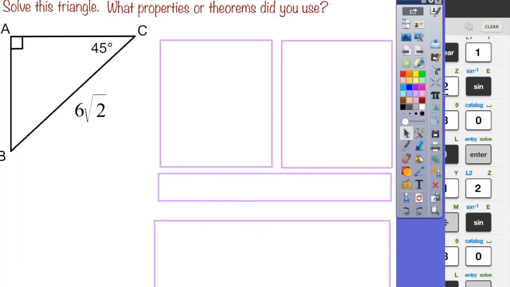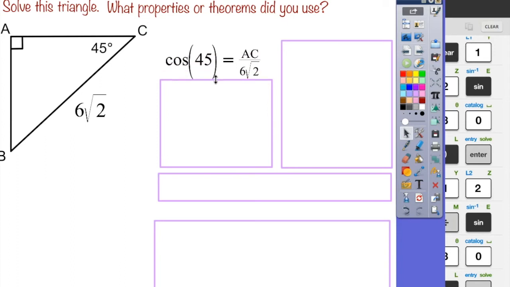Okay, let's try one more. In this case, we have an angle that's 45 degrees. And we were given a hypotenuse, and I can recognize the hypotenuse because it's directly across from angle A that is 90 degrees. And once again, we're dealing with a square root in the number. Okay, so since we have the hypotenuse, I know that I'm going to be dealing with either sine or cosine to find the missing side lengths. So let's start out with cosine of 45 degrees.